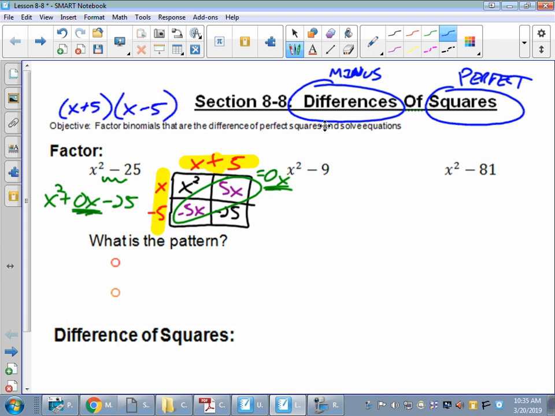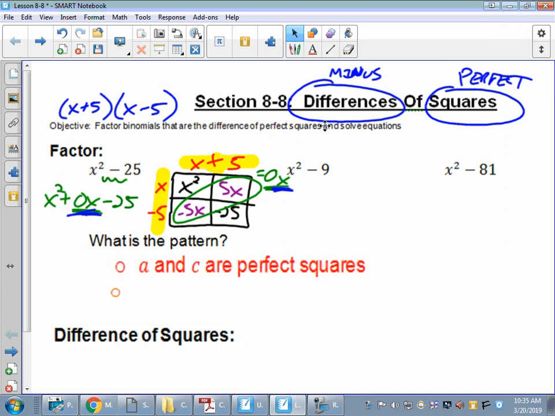You're going to see it's like the backwards of those shortcut problems we did, where one is positive, one is negative, and that makes the middle term disappear, which is why it's 0 here. Okay, so what's the pattern? Well, we know for a fact that A and C are perfect squares. If you look at the second one, x squared is a perfect square, 9 is a perfect square, because its square root is 3. Over here, x squared is a perfect square, 81 is a perfect square, square root is 9.